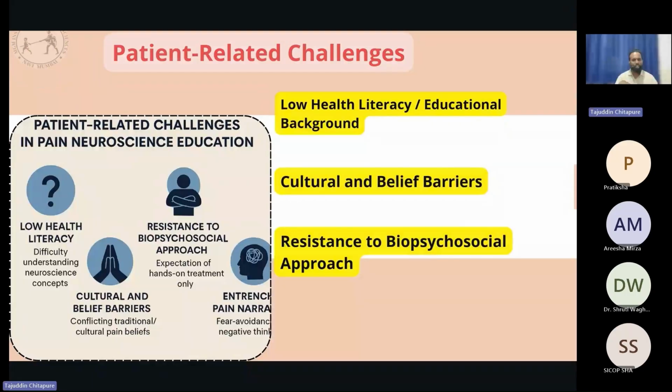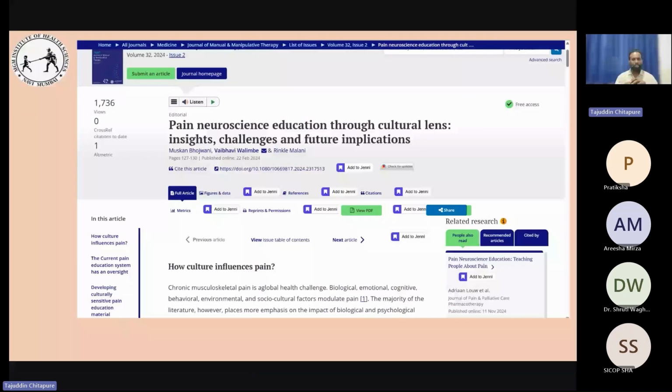The second is an interesting article: pain neuroscience education through a cultural lens, insights, challenges, and future implications. So again, in pain neuroscience education, different cultures have different beliefs to target. This is another barrier on the patient side.